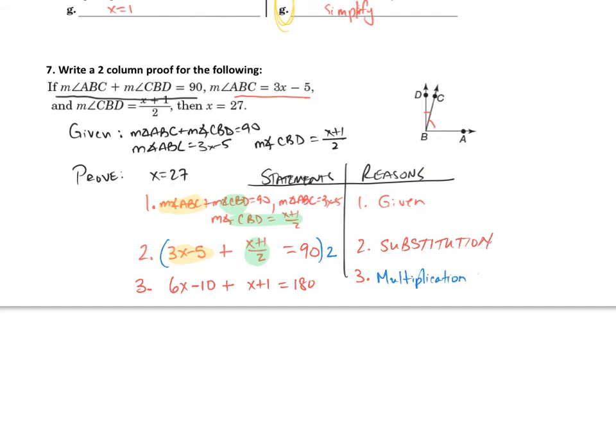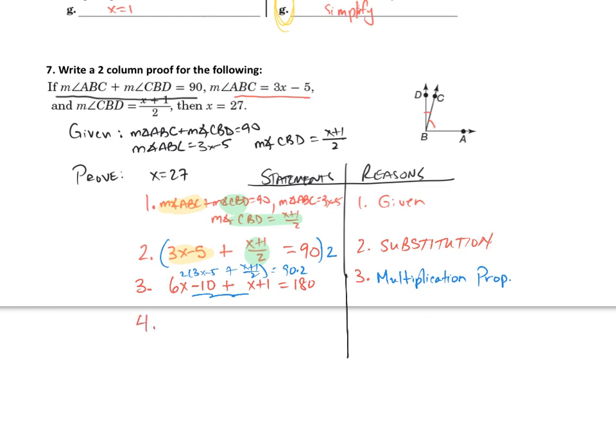And this was just the multiplication property of equality. I did skip a step. What step did I skip? I skipped a distribution step, right? I could have put in the distribution over here as well. I could have said 2 times the 3x minus 5 plus the x plus 1 over 2 equals 90 times 2. If you did that, that's fantastic. Write it as the multiplication property, and over here you'll write this one as a distribution property. I'll take either answer. So I kind of combined it in one and just said, okay, I multiplied it all by 2. Okay, next step.